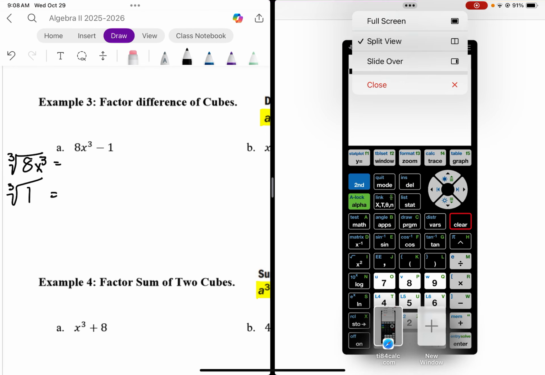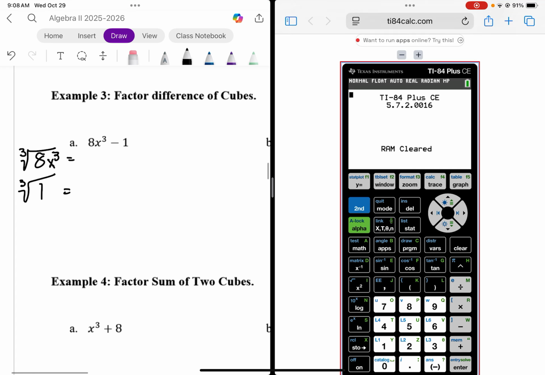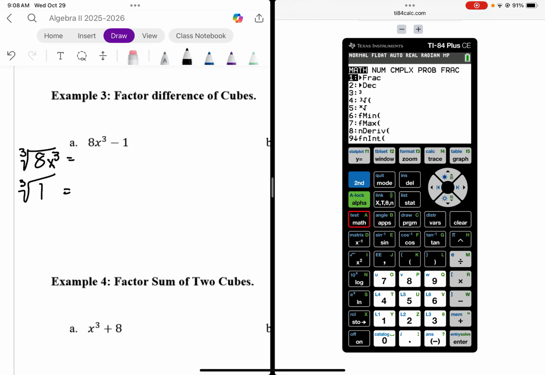When you are using your calculator to get the cubed root, you are going to hit the math button, which is under alpha. So that one highlighted in red over there. And then if you look at this list, if you look at number 4, that has 3 with a square root sign. That means cubed root. If you look at number 5, this one has an X and then the square root sign.